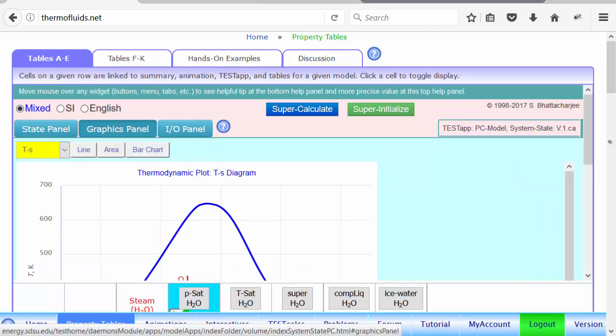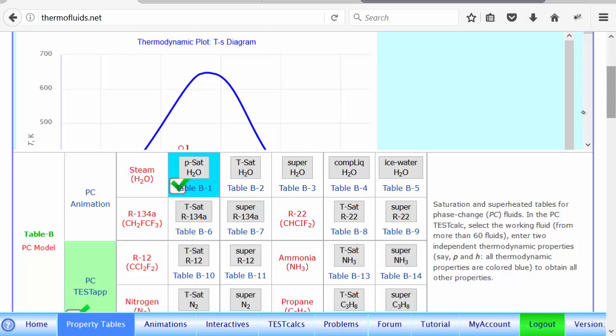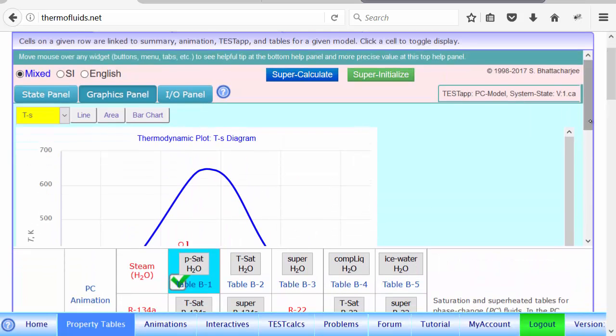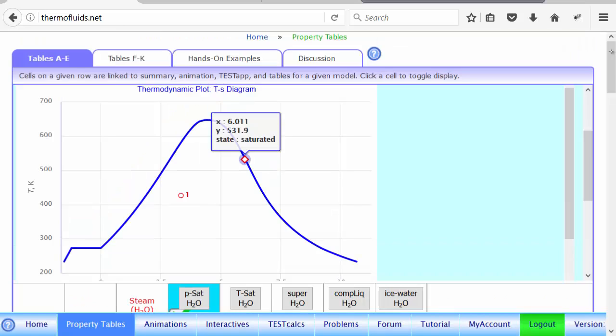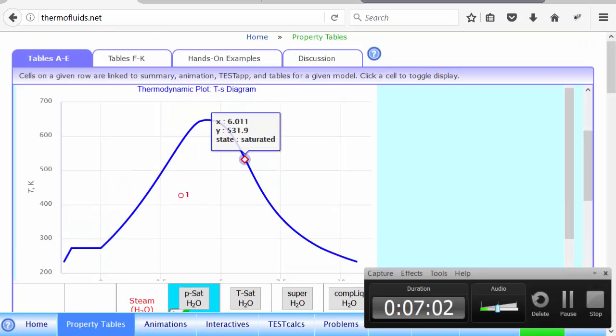And go to the graphics panel just to verify visually that we didn't make a big mistake. The state is definitely in between F and G states. So therefore, we have solved this problem. Let's proceed to the next one.